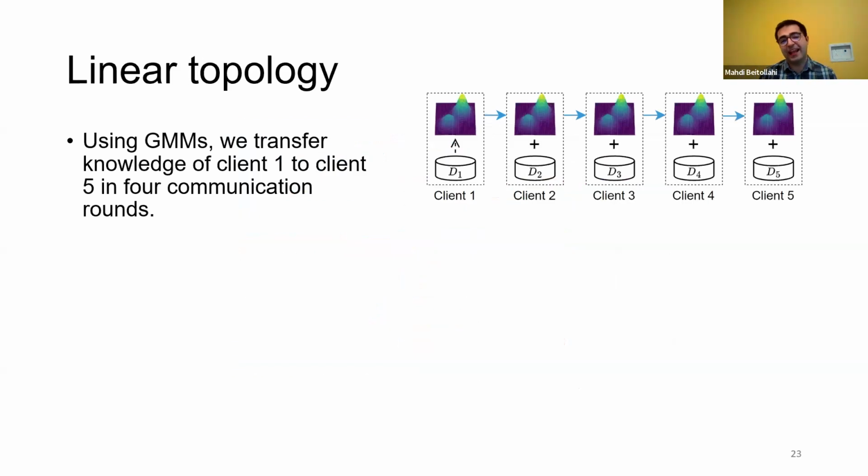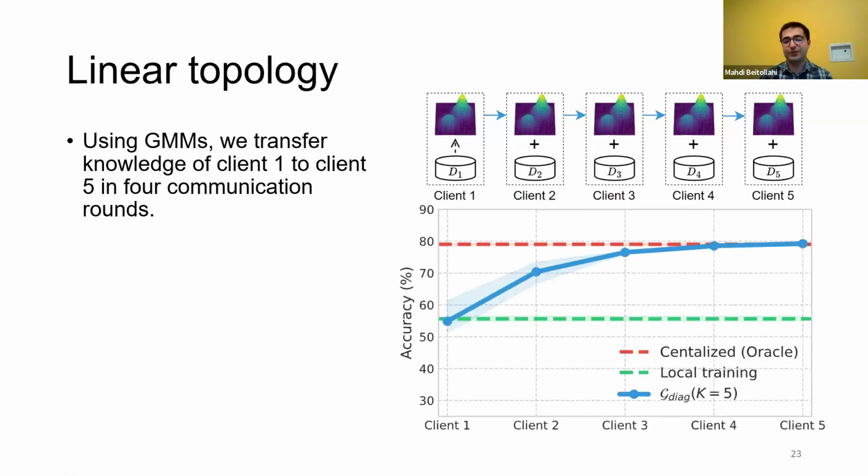This is the next experiment, which I think is my favorite experiment, in the linear topology, right? In linear topology, we have, let's say, 5 clients connecting in a linear manner, right? And in this one-shot setting, we have to transfer knowledge from client 1 to 2, client 2 to 3, 3 to 4, and 4 to 5. And there is only a one-way communication between them, right? And using the GMMs, we can do that actually. And these are the results for that.